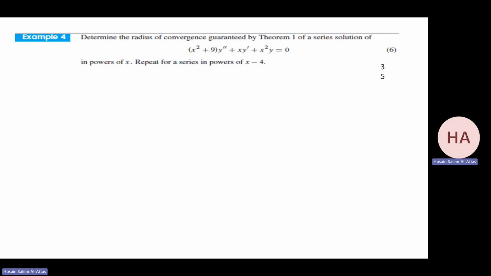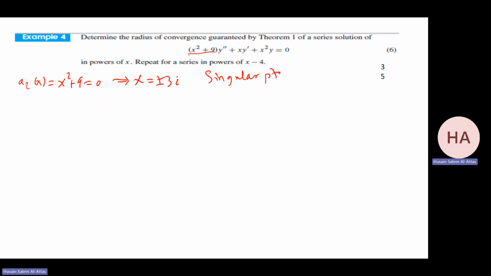Now, let me do this one quickly. So what is my singular point? I have a2 of x, x squared plus 9 equals 0. So I have x equal plus or minus 3i. These are the singular points.